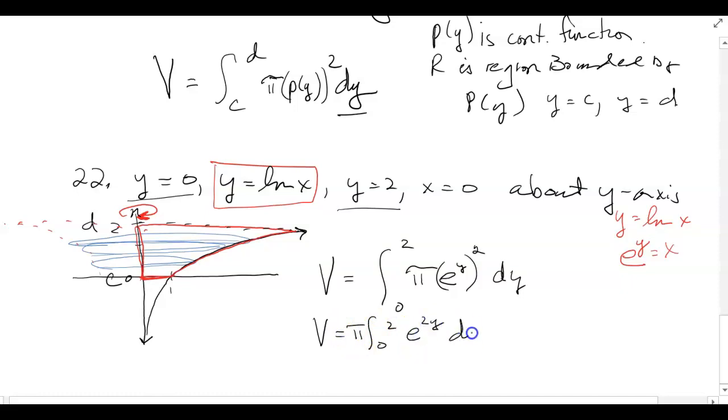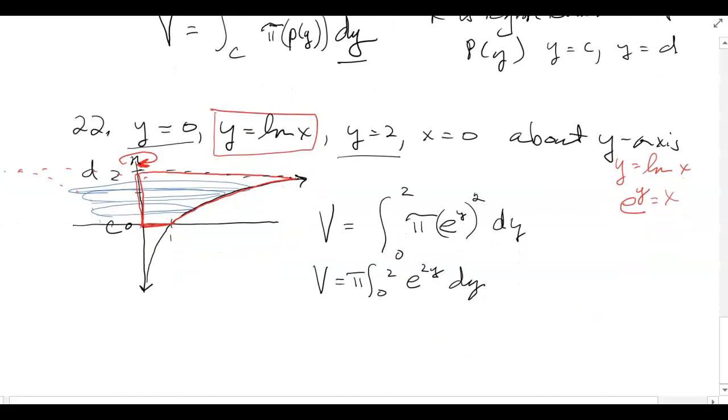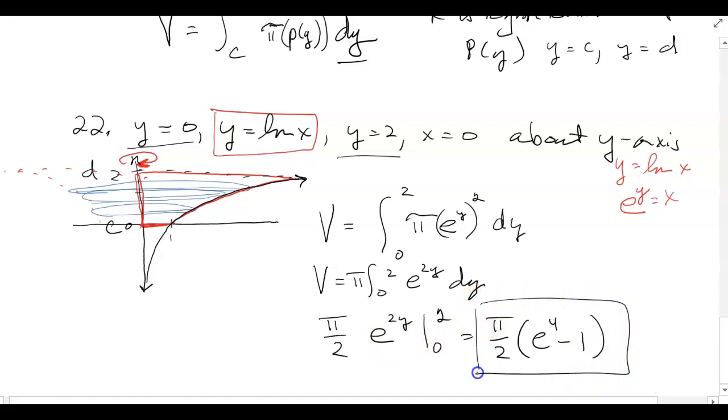E to the 2y dy. I'm going to do, again, a very, very quick u sub here. I'm not going to go through the process. It's going to work very much like the other one we did. You're going to need a division of 2. And then we can say the integral of e to the 2y is simply e to the 2y because I've got that division of 2 over there to compensate. And I'm going to go from 0 to 2, which is pi over 2. E to the 4 is just e to the 4. And minus e to the 0, which is 1, because e to the 0 power is 1. So that's your answer. Nothing else to be done there.